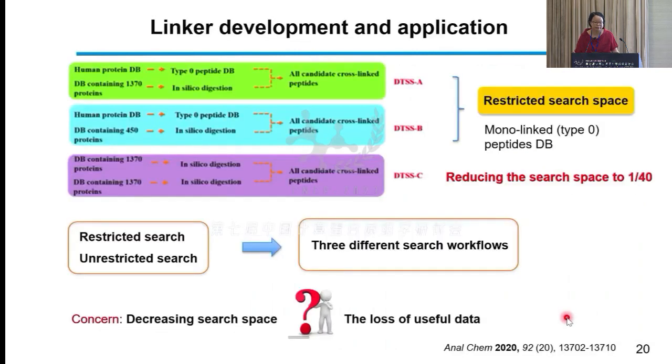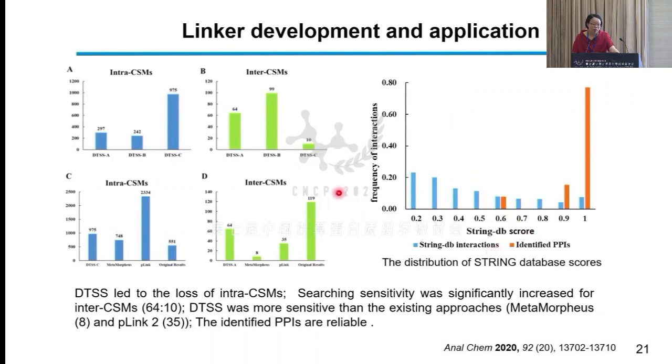The major concern is that if the decrease in searching space will result in the loss of useful data. Then we designed three different search workflows based on the restricted database and the regular unrestricted database. The restricted database reduced the searching base 40-fold. The result is that, indeed, the restricted methods led to the loss of intra-CS mass pairs.